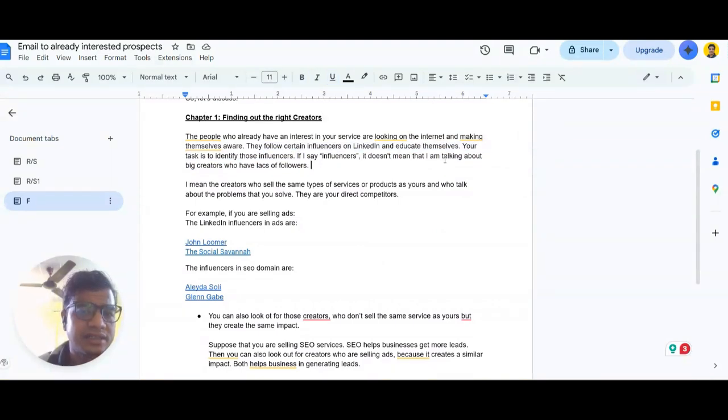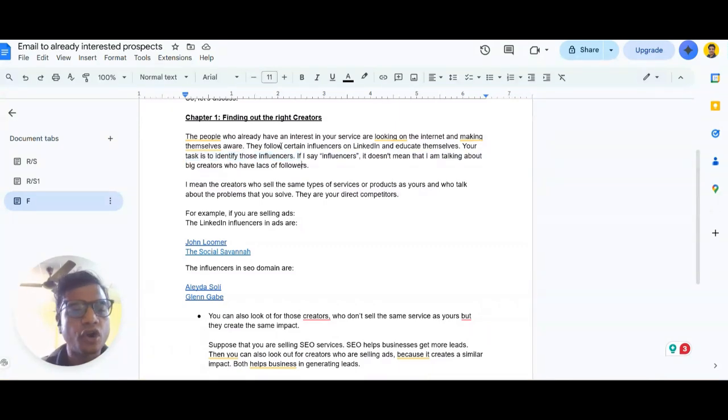Suppose there are dental clinics, realtors, or e-learning company founders. They will follow certain influencers in order to educate themselves about SEO, about ads, or about anything. They follow those influencers and engage with them. They follow certain influencers on LinkedIn and educate themselves. Your task is to identify those influencers.